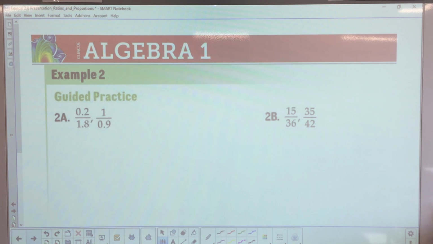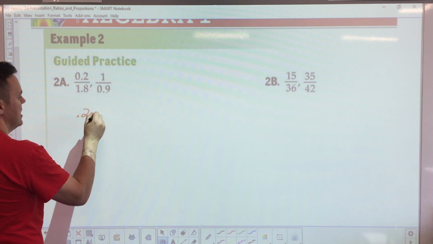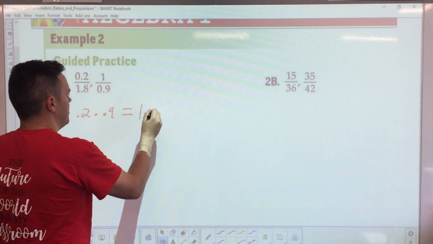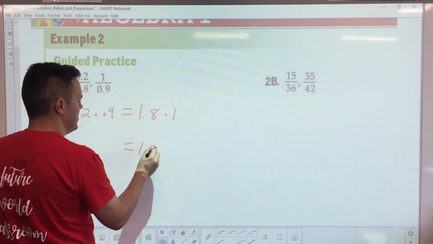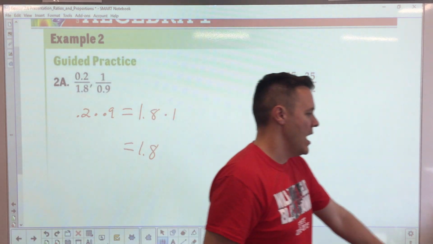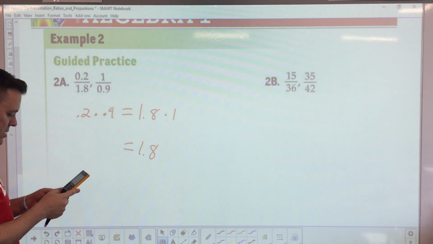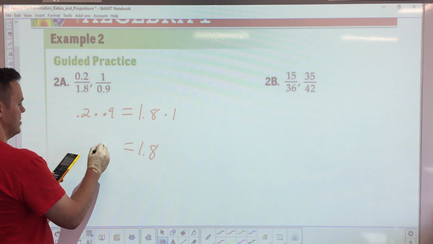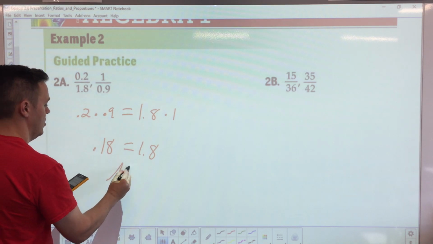All right, on this, just cross multiply. So it's going to be 0.2 times 0.9. That's going to equal 1.8 times 1. I already know that this is going to be 0.8. If I multiply 0.2 times 0.9, that's going to equal 0.18. So unfortunately, ladies and gentlemen, this is a no.